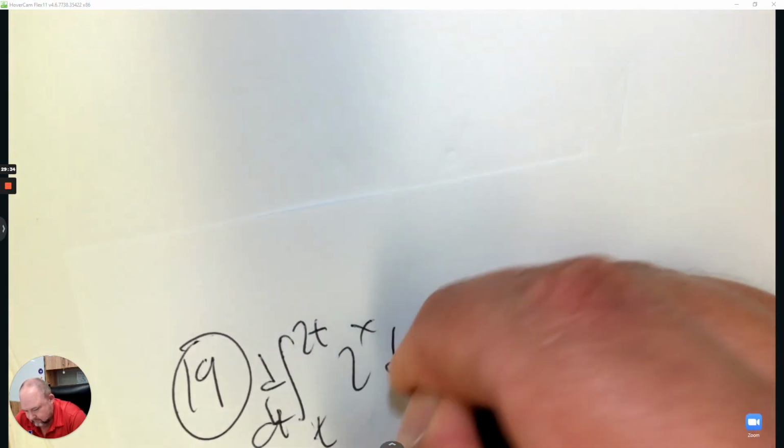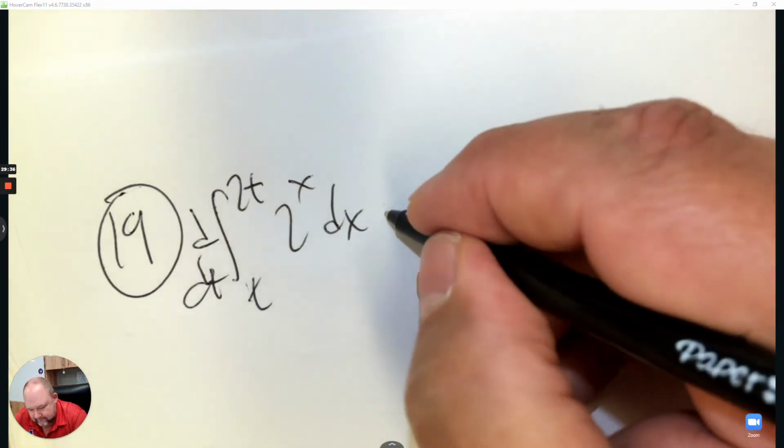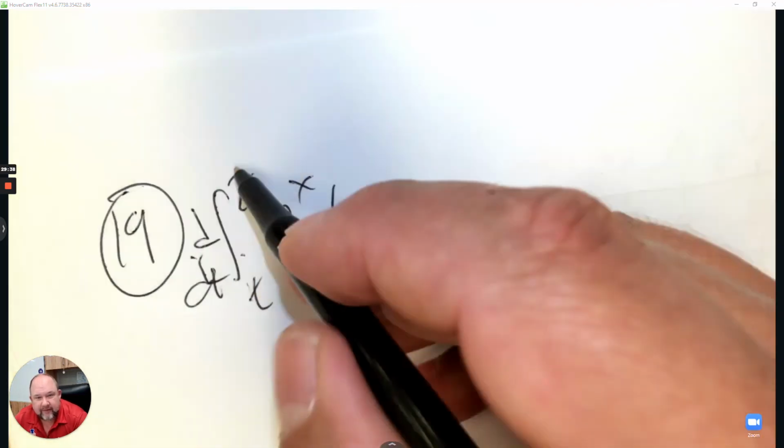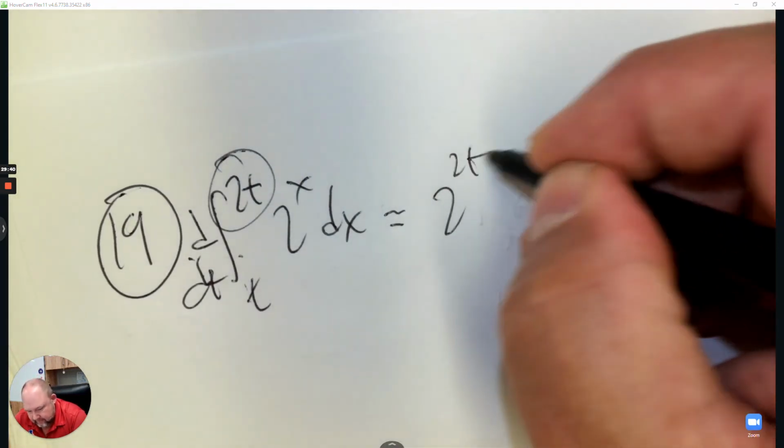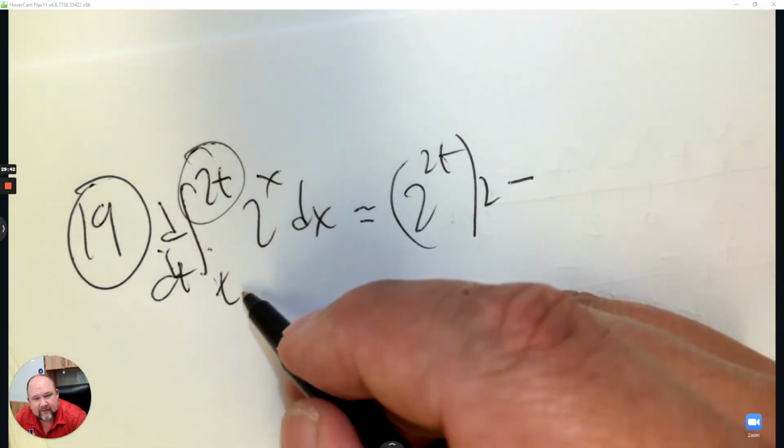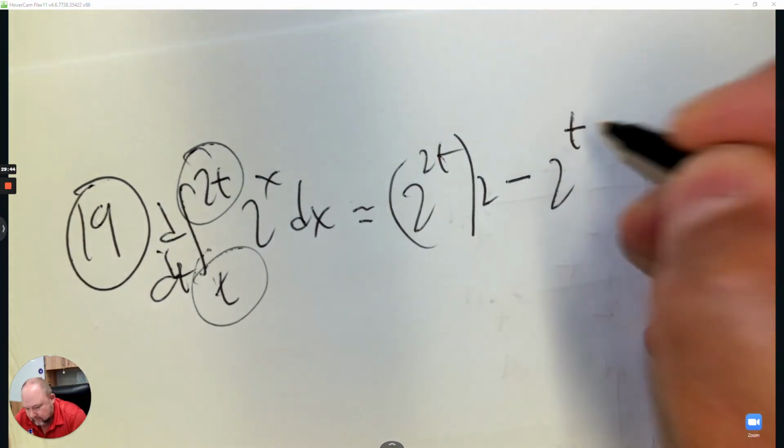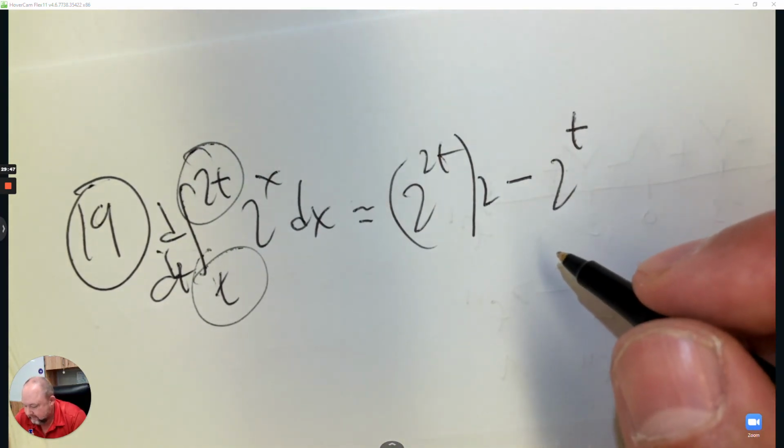Number 19. The derivative then, again, I plug in the upper bound and then the hook, subtract the lower bound. There is no hook there. The derivative of just t is 1, and that's it.